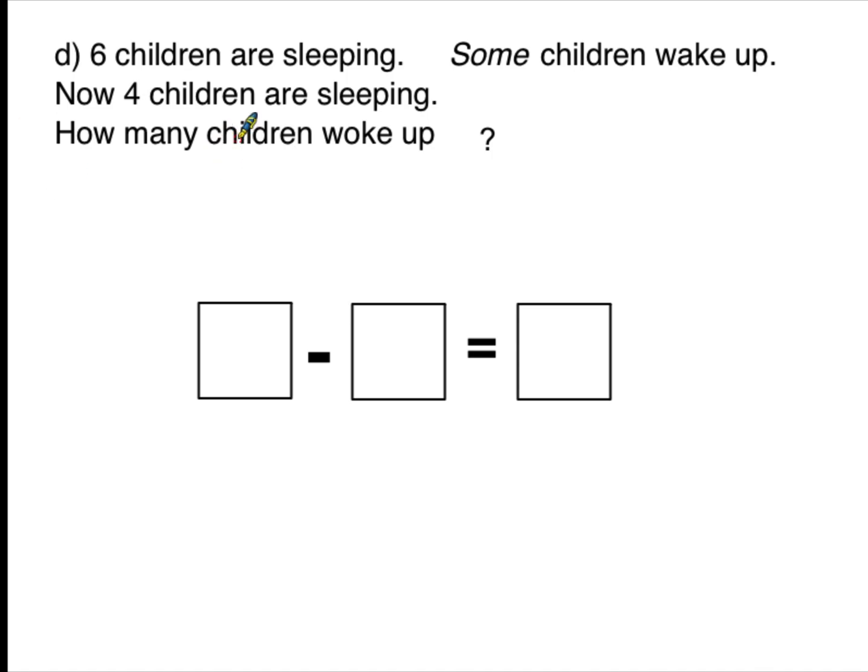See if you can do the number sentence without me. 6 children are sleeping. Some children wake up. Now 4 children are sleeping. How many children woke up? 6 children are sleeping. Some children woke up. 4 children are sleeping. So grab the 6, count backwards 4. Grab the 4, count up to the 6. Both ways you should get 6 take away 2 equals 4.